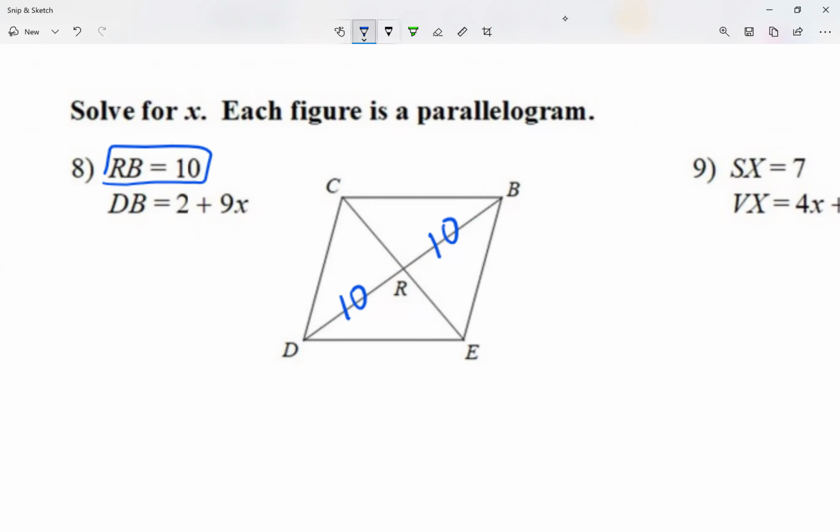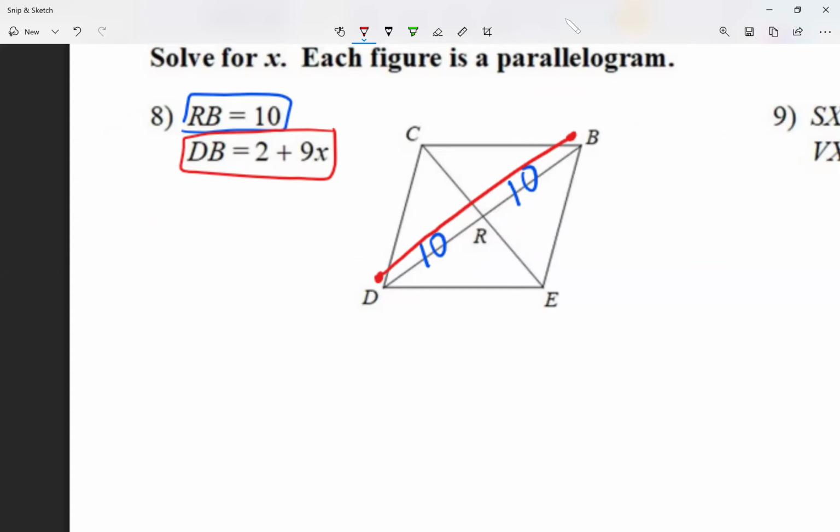And then I have another thing here. The segment DB, but how big is the segment DB? Well, from D to B, so basically all of this, the segment DB is 2 plus 9x. But isn't the segment DB 10 plus 10? So can I just say 2 plus 9x is equal to 20? Because look, DB is the whole segment, but that's also 10 and 10 combined. Cool, I can solve for x here.